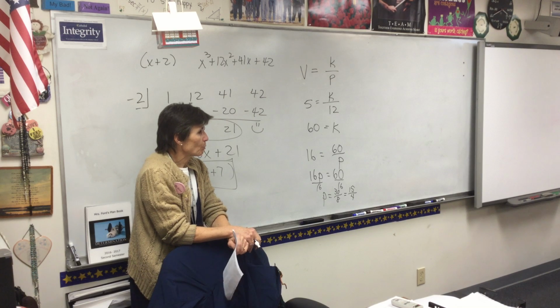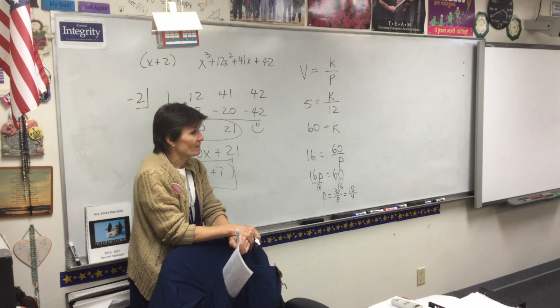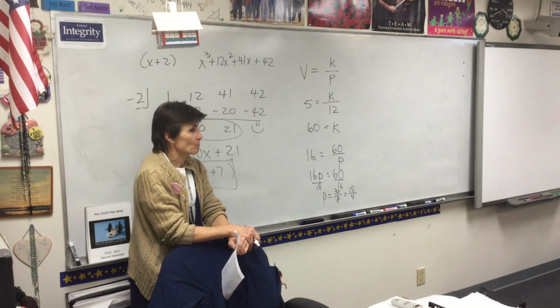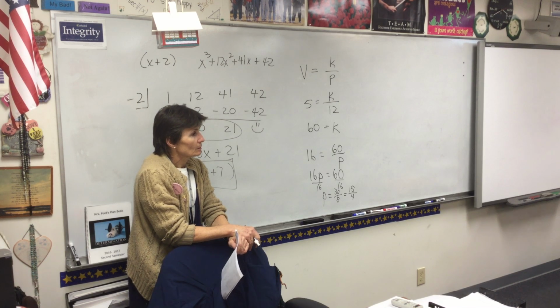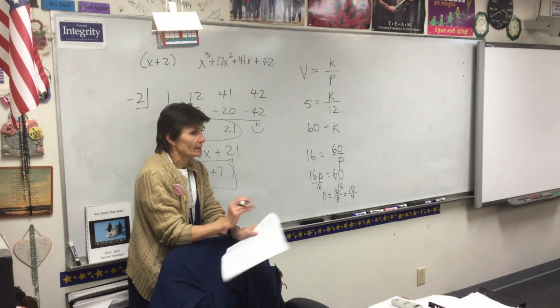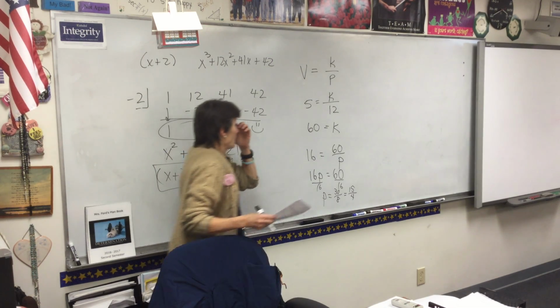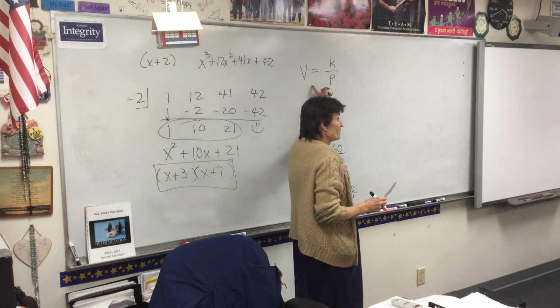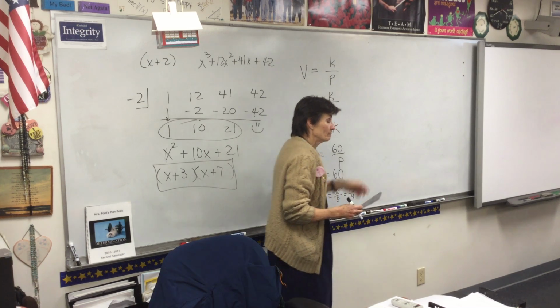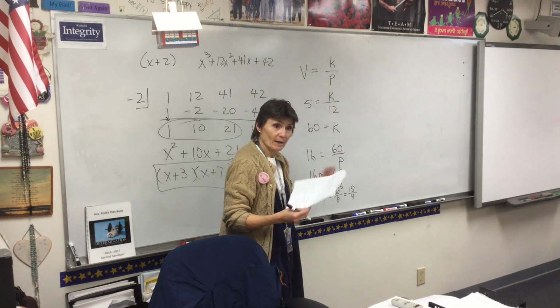What if it had said pressure, or excuse me, volume varies directly as pressure? What would be different about my setup if volume varies directly? It would be V equals KP. Yeah, it'd be V equals K times P. Because that's how we do direct variation.